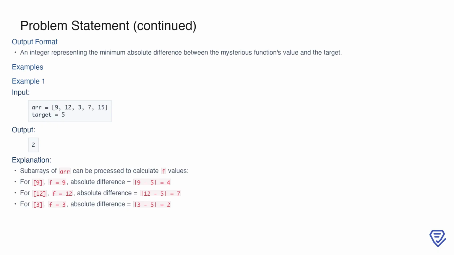Consider the input array arr equals [9, 12, 3, 7, 15], and target equals 5. We calculate f for all possible subarrays of arr. For the subarray [9], the function value is 9, and the absolute difference from the target is |9 - 5| equals 4. Similarly, for 12, the function value is 12, and the absolute difference is 7. For 3, the function value is 3, and the difference is |3 - 5| equals 2. These calculations demonstrate how the absolute difference is derived for individual elements.